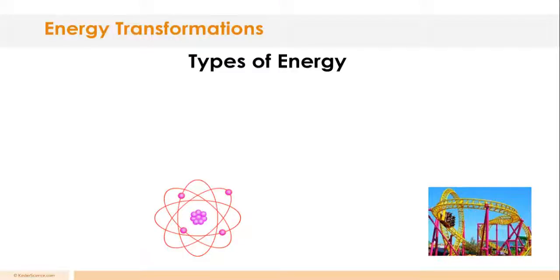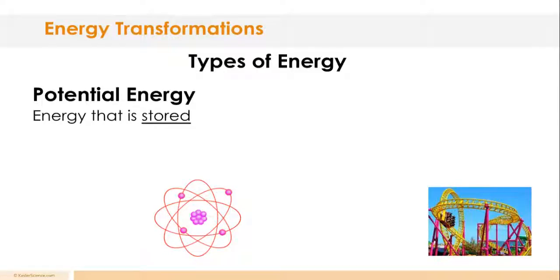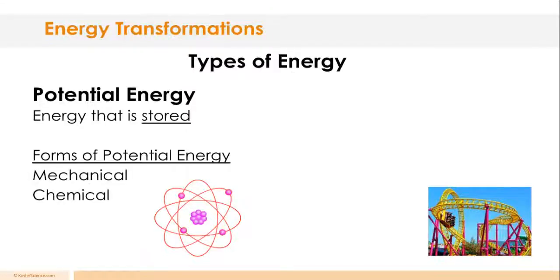So we've already looked at the types of energy this week, and so if we have potential energy, remember that's the energy that's stored in an item. And so some examples as we're looking through these today of what potential energy can take a form of. It can be mechanical, it can be chemical, it can be nuclear, or it could be electrical.